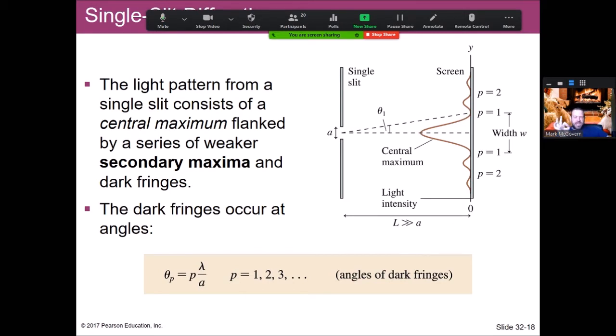Now we're using P instead of M, because M is meant for interference, and P is meant for diffraction, and of course, we're going to blend these two together. We're going to look at situations where we have both dark fringes and light fringes. That's it. So here's our relationship for the dark fringes.